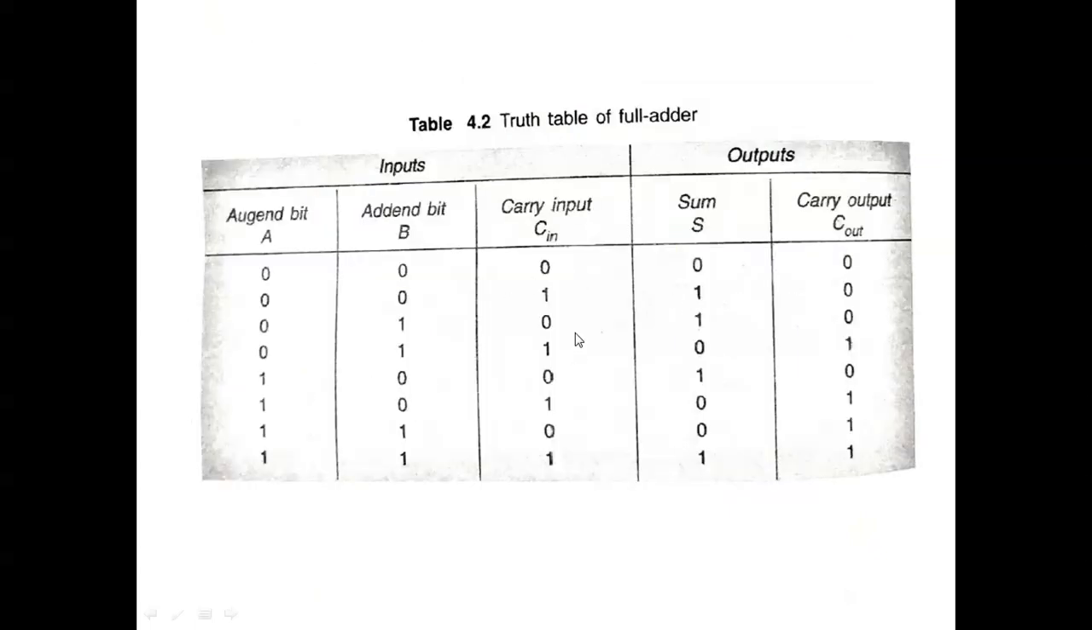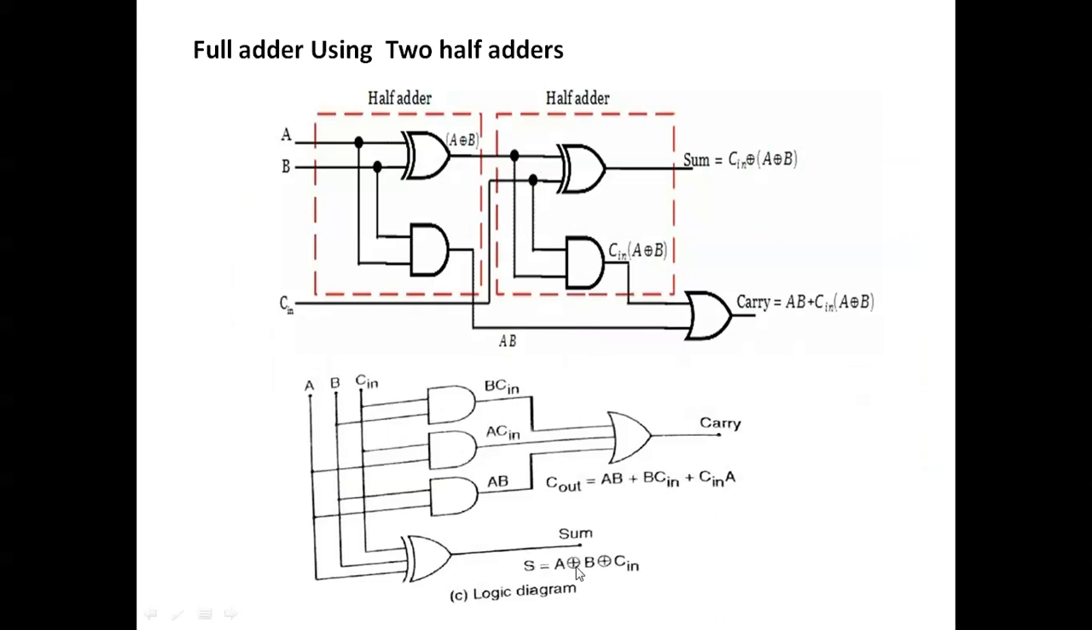Then data flow modeling is based on the Boolean expression. Sum is A XOR B XOR C in, and carry is AB plus BC plus C in A. Using this expression we can complete the data flow modeling. Okay, you just try it. It is good. Okay, thank you.